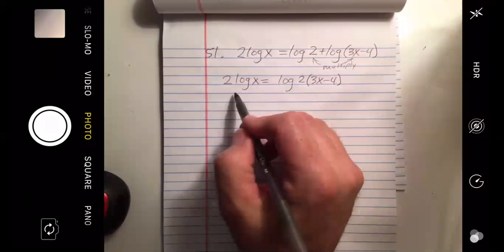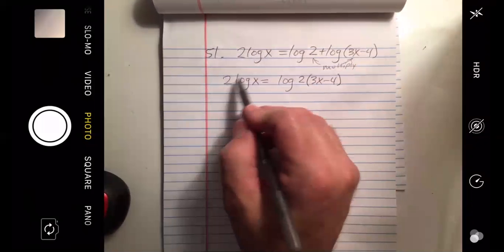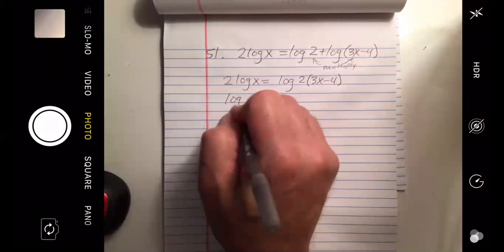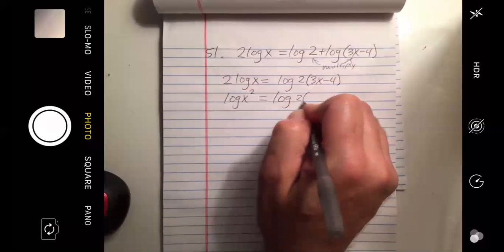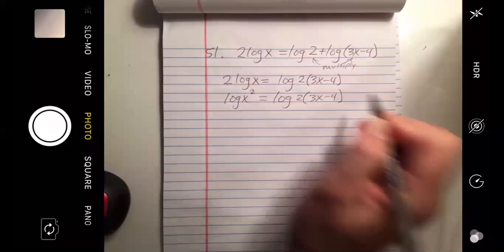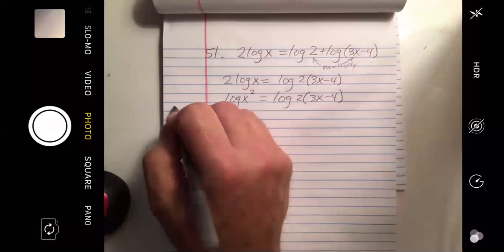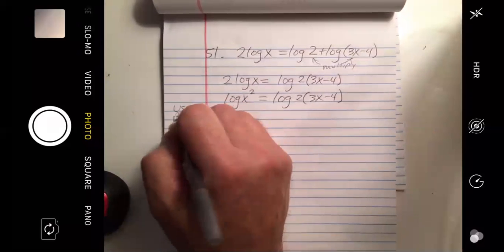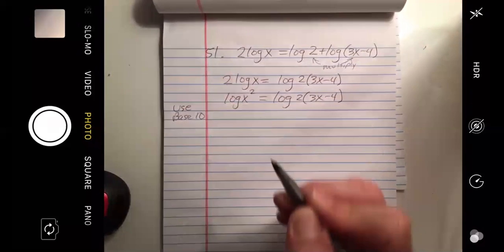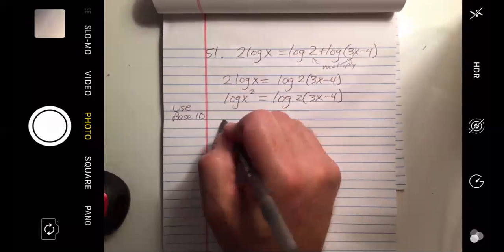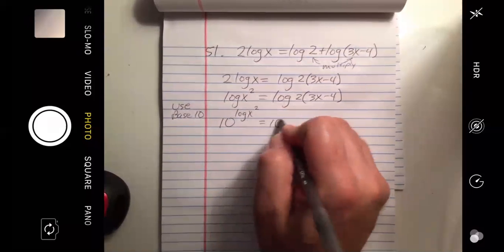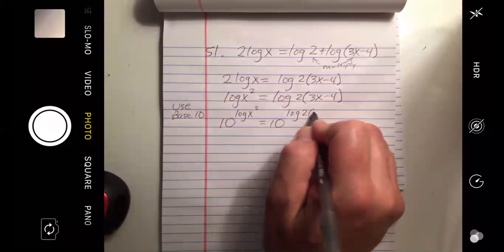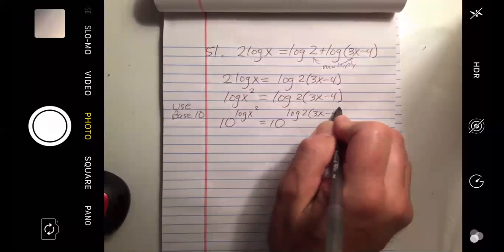All right, I'm not ready to do my base 10 yet because the 2 isn't up as a power. So that's a log x squared, log of 2 times (3x minus 4). Now I use my base 10. 10 to the log of x squared, 10 to the log of 2 times (3x minus 4).